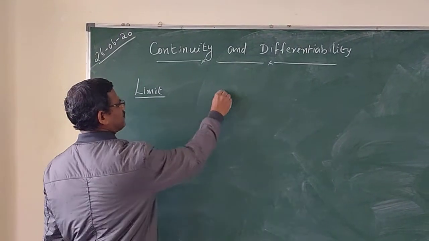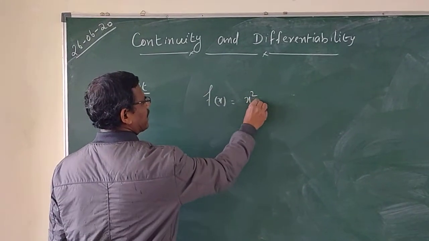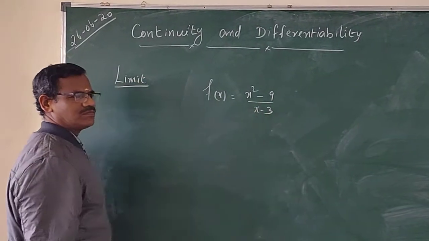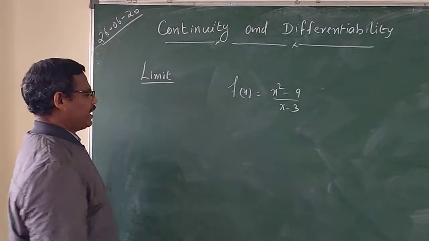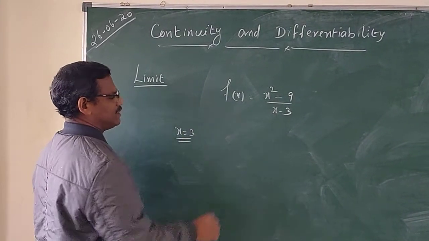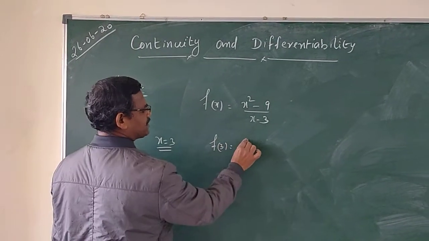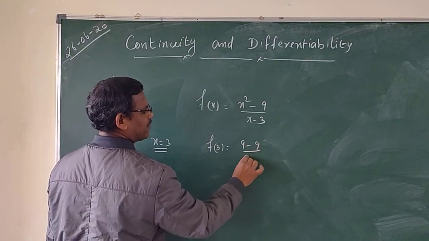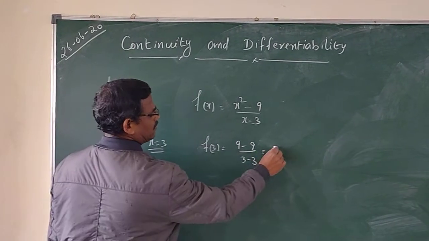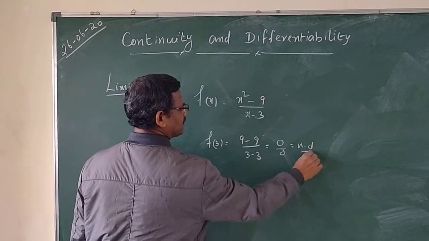Suppose we consider a function f(x) is equal to (x square minus 9) divided by (x minus 3). If I put x is equal to 3 in this function, that means f of 3, it is coming as (9 minus 9) divided by (3 minus 3), that is 0 by 0, not defined.